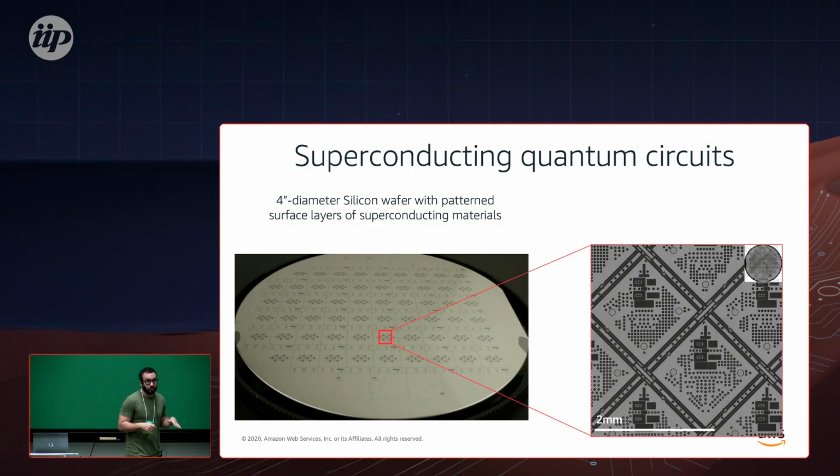Basically, you do some deposition of some layers, you do some lithography, do some etching, right? And then you start sculpting the circuit that you want there. So this is, for example, a 4 inch silicon wafer, which is a 10 centimeter wafer. And then our quantum chip in this case is 1 centimeter by 1 centimeter. So you have 100 copies of it here, right?